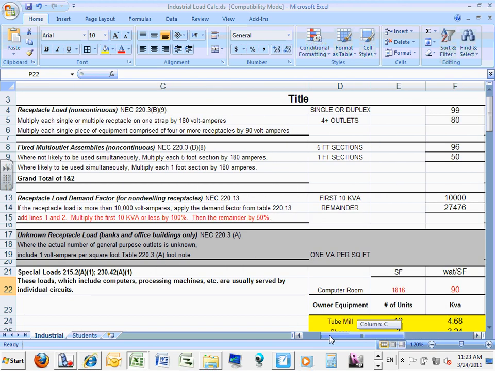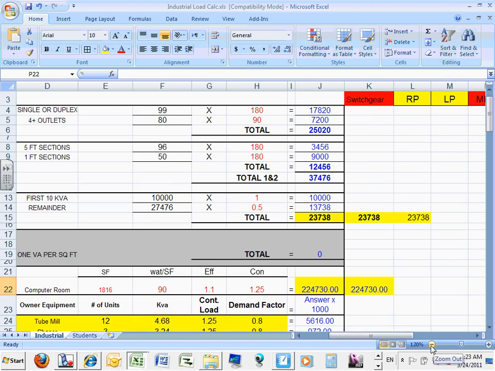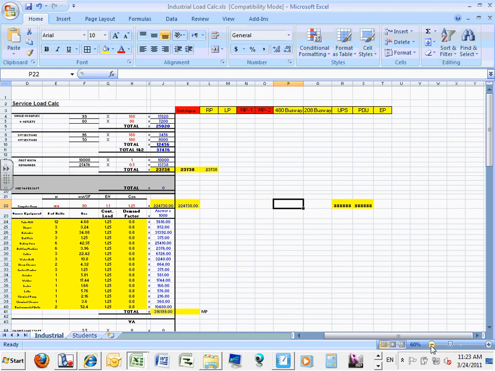All right, let me go back here. Mine is maximized so you can see it, guys, but if I minimize it, as a matter of fact, you can see everything. You can see the big picture. All right.